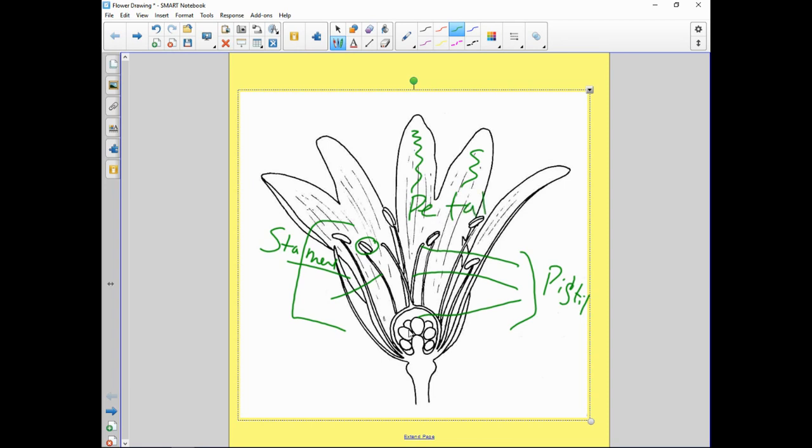Okay, and then that's it. Pretty easy. So please make sure that you draw the flower. Please make sure you draw the stem. And please make sure you draw the leaf. And if you have any questions, go ahead and reach out and let me know what you're having problems with.